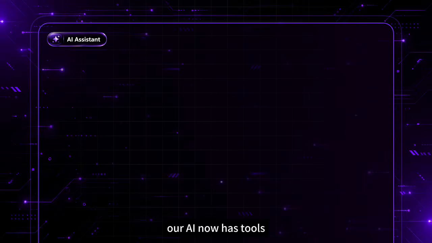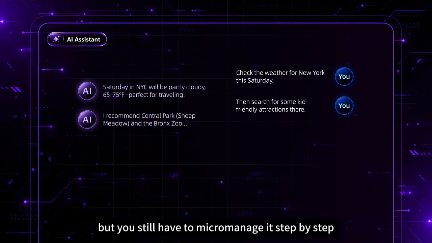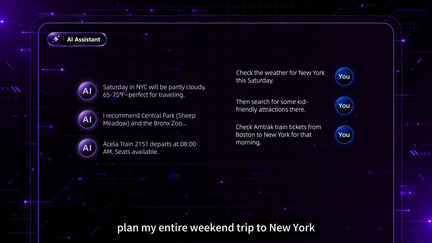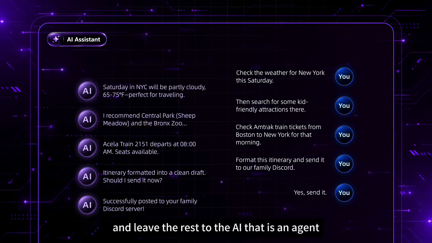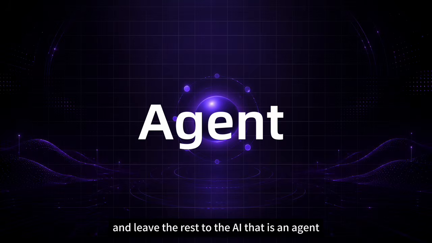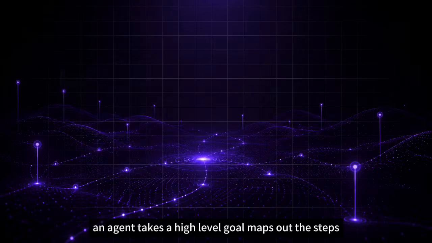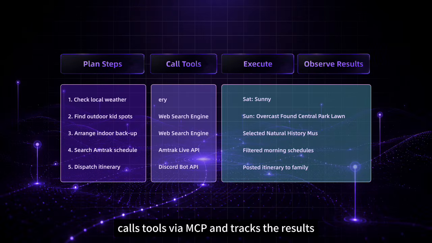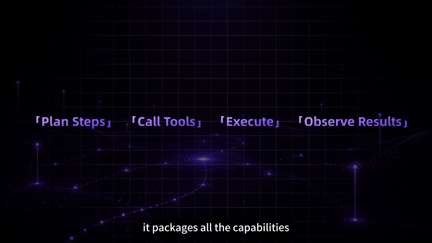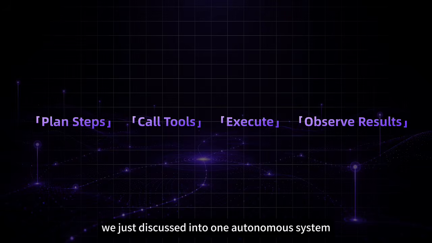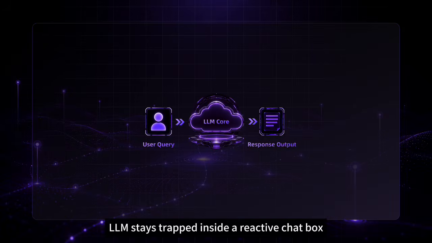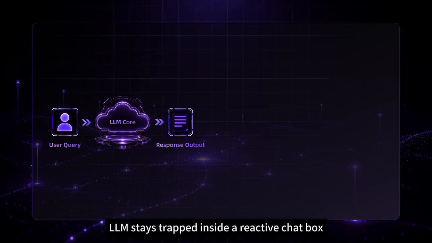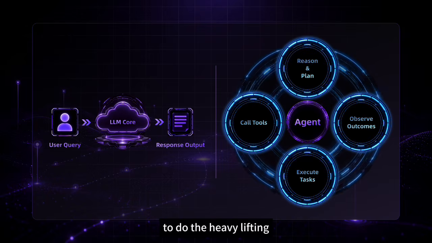Our AI now has tools, but you still have to micromanage it step by step. What if you could just say, plan my entire weekend trip to New York, and leave the rest to the AI? That is an agent. An agent takes a high-level goal, maps out the steps, calls tools via MCP, and tracks the results. It packages all the capabilities we just discussed into one autonomous system. While a standard LLM stays trapped inside a reactive chat box, an agent steps out of the screen to do the heavy lifting for you.